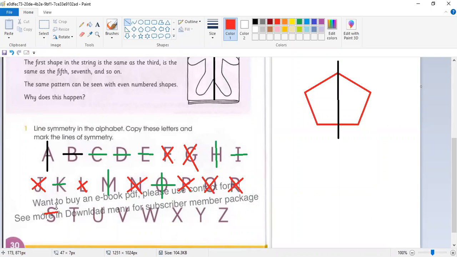You will draw a line here. This is not a symmetry. T is also not a symmetry. Yes, U is a symmetry. V is also a symmetry. If you cut U from here, U is a symmetry. If you draw a line on V, it is also symmetry. If you draw a line on W, it is also symmetry.